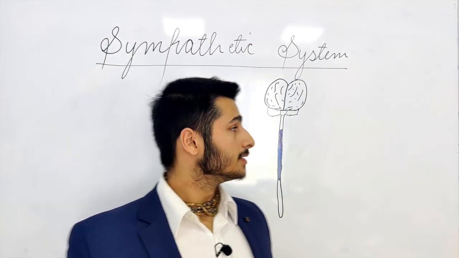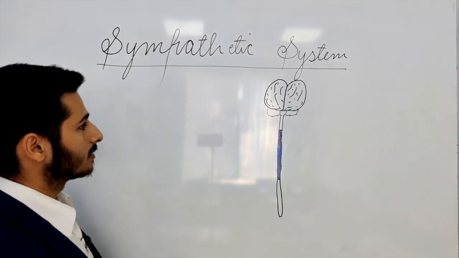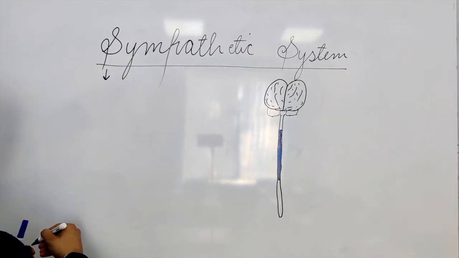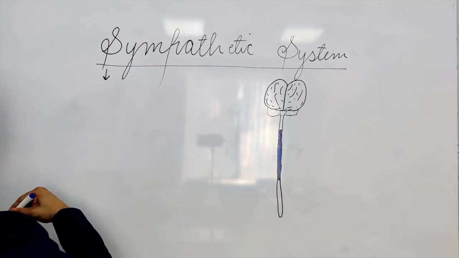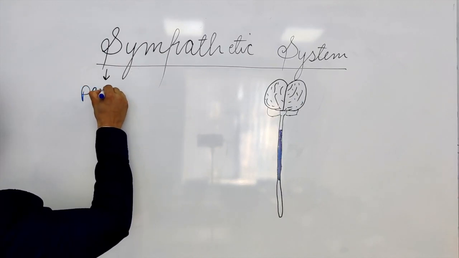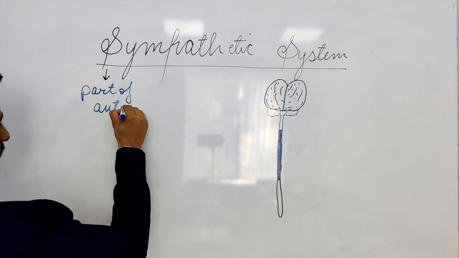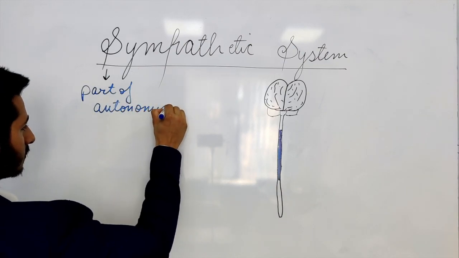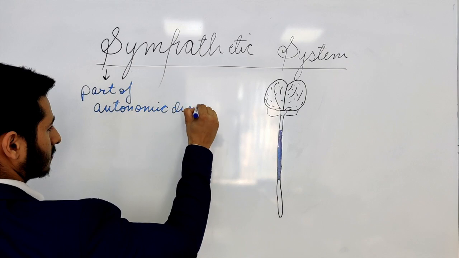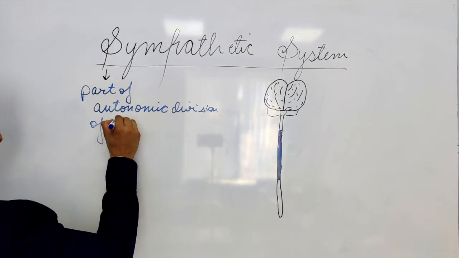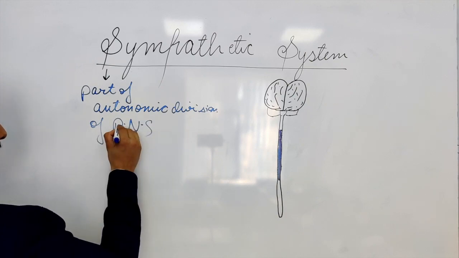Sympathetic system. The sympathetic system is a part of the autonomic division of the PNS. That is the peripheral nervous system.